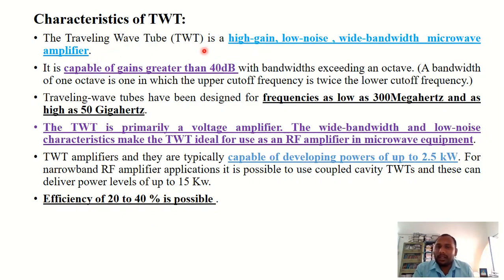The first one, high gain, low noise, wide bandwidth microwave amplifier. Second, capable of gains greater than 40 dB. Third, frequencies as low as 300 megahertz and as high as 50 gigahertz. Initially it was used as a voltage amplifier, but due to the wideband and low noise characteristics, it is now used as an RF amplifier in microwave equipment. Next, it is capable of developing power up to 2 kilowatt, and the efficiency of 20 to 40% is possible.